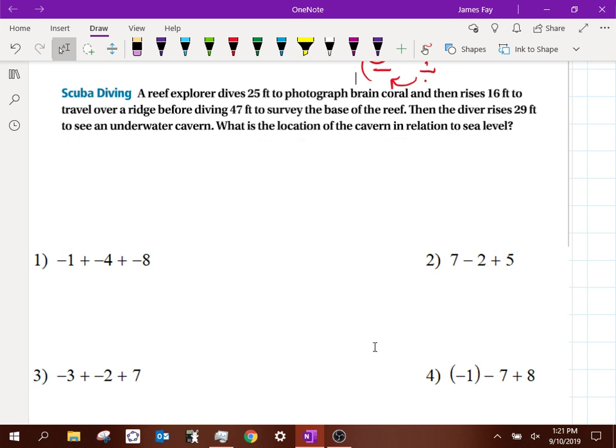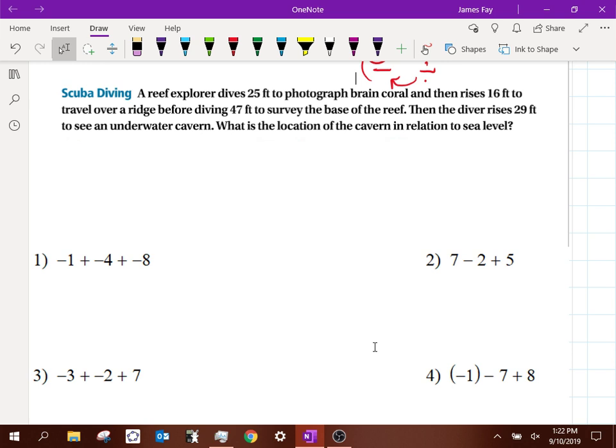Does that make sense? So kind of looking at the scuba diving question, it says a reef explorer dives 25 feet to photograph brain coral and then rises 16 feet to travel over a ridge before diving 47 feet to survey the base of the reef. Then the diver rises 29 feet to see an underwater cavern. What is the location of the cavern in relation to sea level? What they're asking you is to just develop a number line.